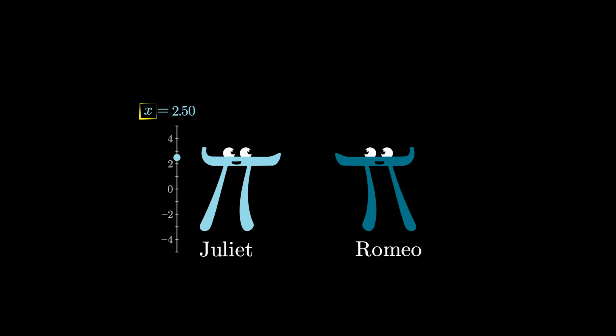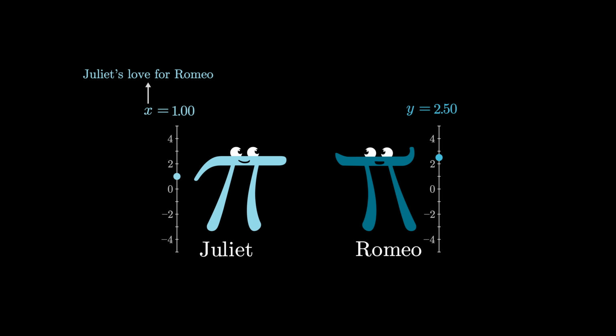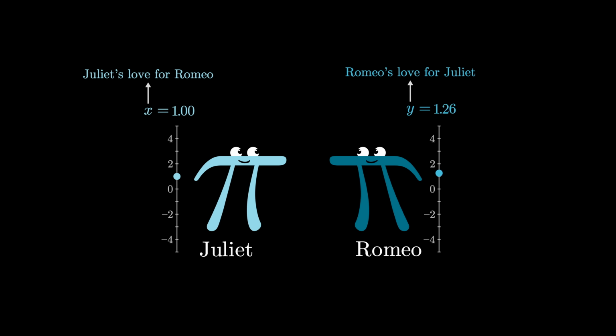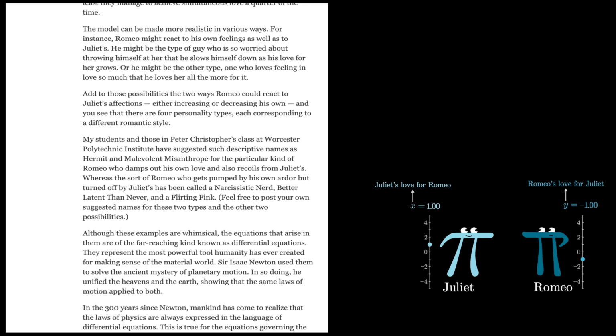And let's let X represent Juliet's love for Romeo, and Y represent his love for her, both of which are going to be values that change with time. This is an example that we actually touched on in Chapter 1. It's based on a Steven Strogatz article, but it's okay if you didn't see that.